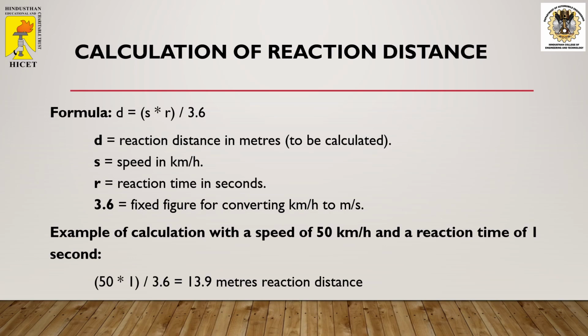The reaction distance can be calculated by the formula D = S × R / 3.6. Here D is the reaction distance to be found, S is the speed in kilometers per hour, R is the reaction time in seconds, and 3.6 is the fixed number to convert from kilometers per hour to meters per second. One example is given there. If the vehicle is traveling at 50 kilometers per hour, and the reaction time is taken as 1 second, it becomes 50 × 1 / 3.6, so totally 13.9 meters is the reaction distance in this particular case.